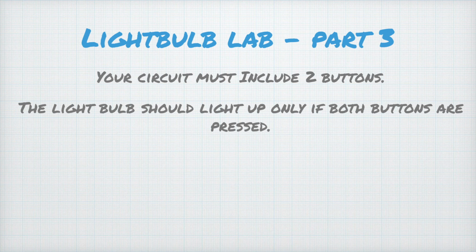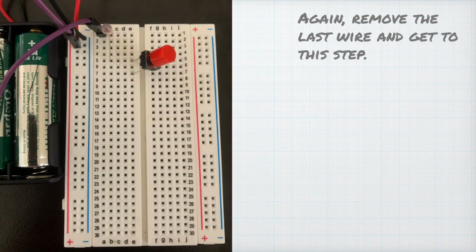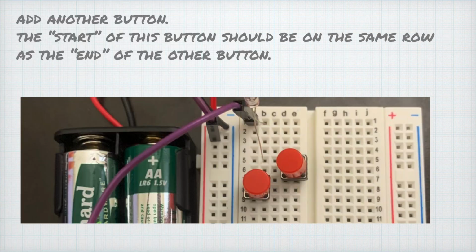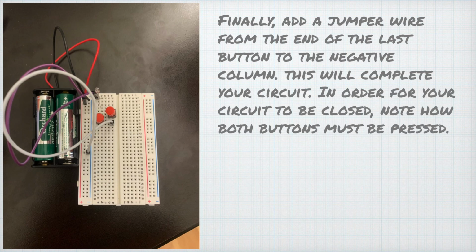Next, we want to see if we can add another button. We want our light bulb to turn on only if we press both buttons. If we press only one button, the light bulb should not turn on. Again, remove the last wire that connects back to the negative side of the battery. Add another button in sequence with the previous button. This should go from row 7 to row 9. Now attach a jumper wire to connect row 9 to the negative side of the battery. Notice how both buttons need to be pressed in order for the light bulb to light up.